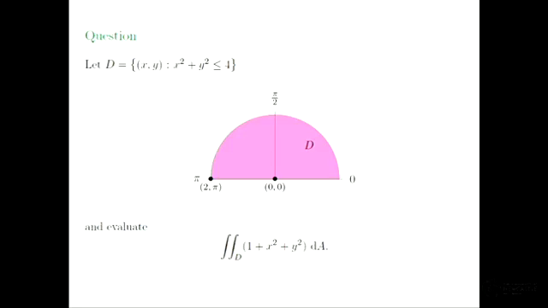So here's a concrete example. Let D be this region. X squared plus y squared is less than or equal to 4, which is the upper half of the circle. No, that's a lie. That's not the upper half of the circle. That's all of the circle.